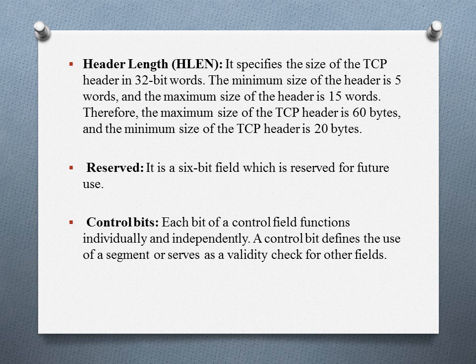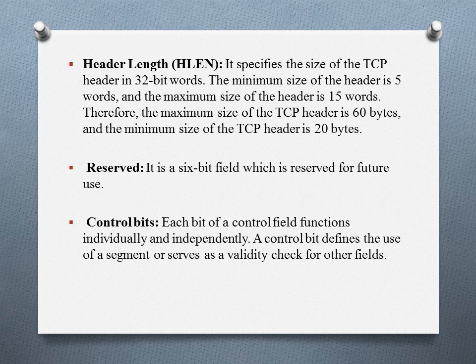Header length, HLEN. It specifies the size of the TCP header in 32-bit words. The minimum size of the header is 5 words and the maximum size of the header is 15 words. Therefore, the maximum size of the TCP header is 60 bytes and the minimum size of the TCP header is 20 bytes. Reserved. It is a 6-bit field which is reserved for future use.